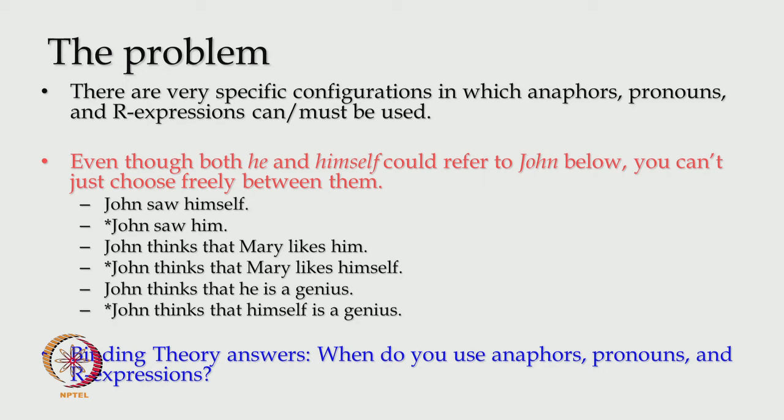We have looked at referential expressions. So what's the problem? In fact, we have been talking about the problem all along. I haven't waited for the problems to give you in one place. So there are very specific configurations in a sentence or beyond the sentence in which anaphors, pronouns and R-expressions can or must be used. You understand the meaning of configurations? Specific configurations, right?